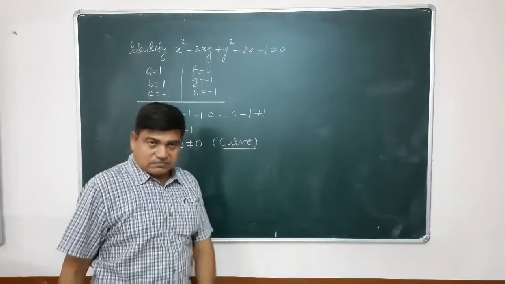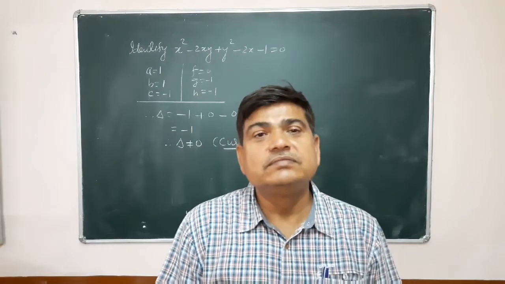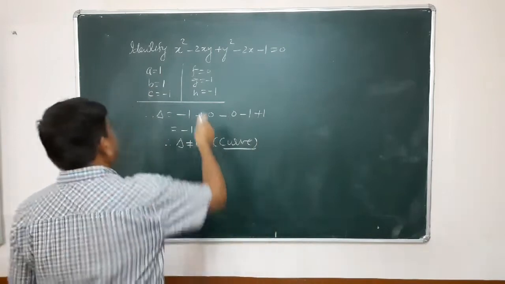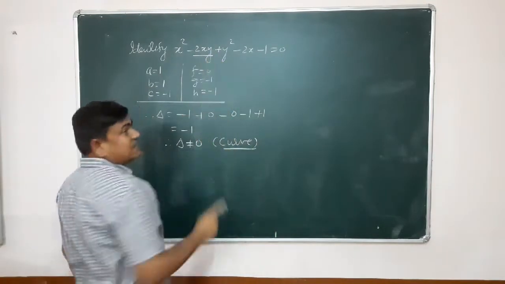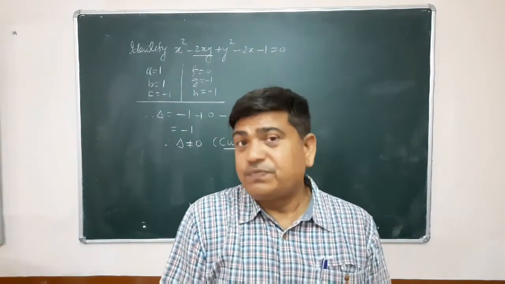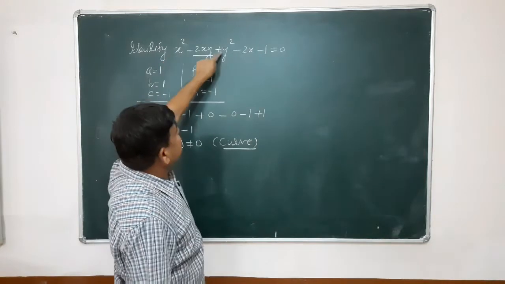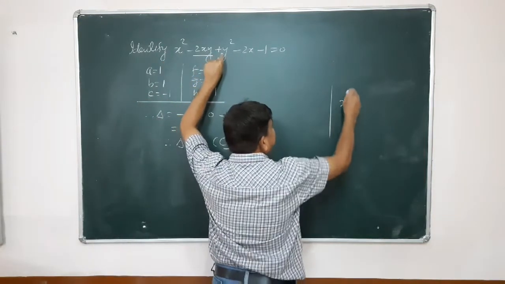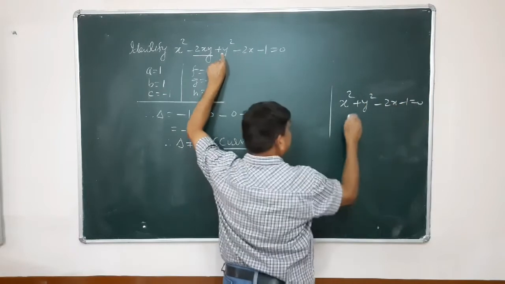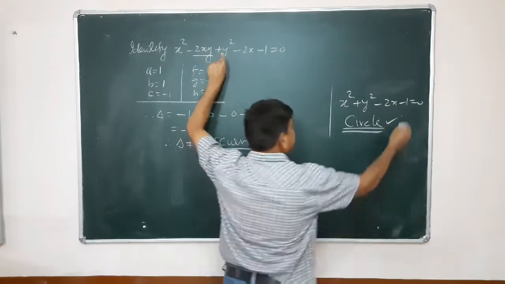Therefore delta is not equal to 0. If you look at the equation and I ask, is it a circle? No, this is not a circle because xy is present here. In the equation of a circle, xy must be absent. The coefficients of x square and y square must be equal. Suppose the equation is like this: x square plus y square minus 2x minus 1 equals 0. 100%, this is a circle.